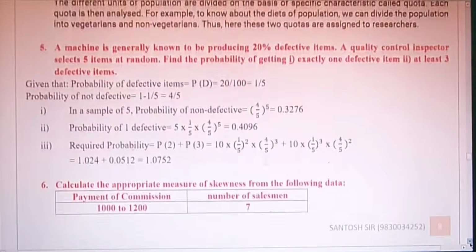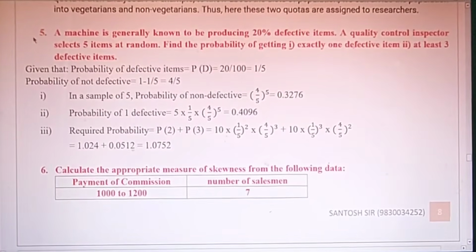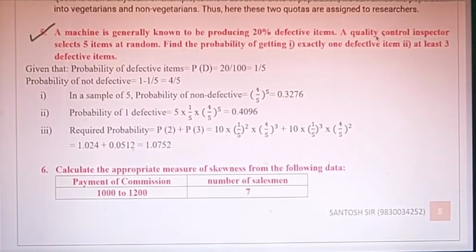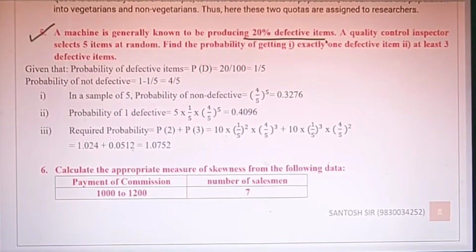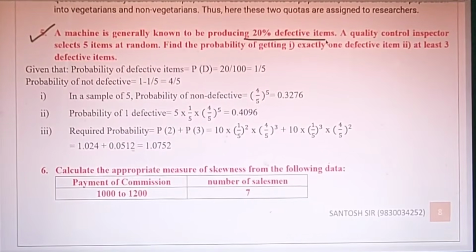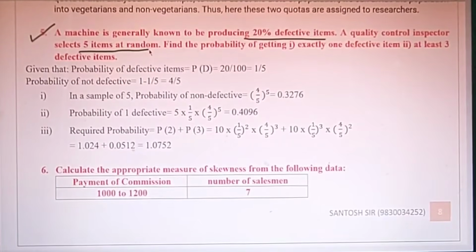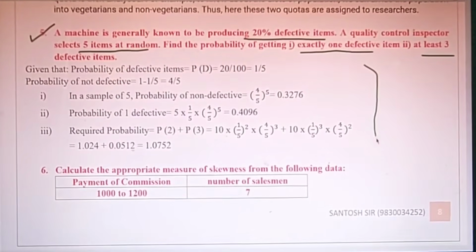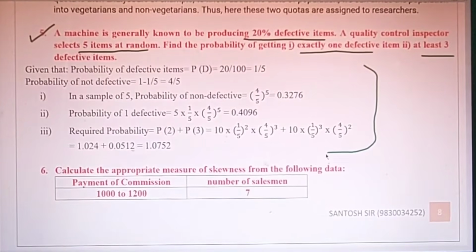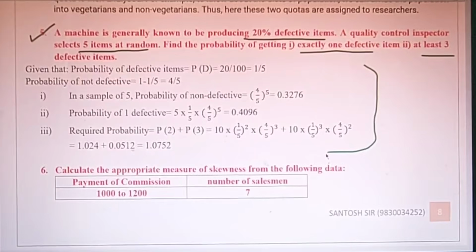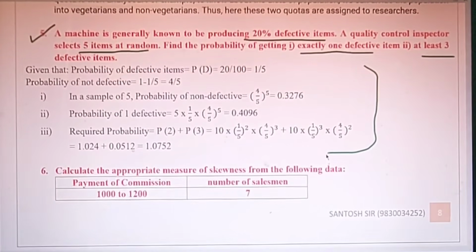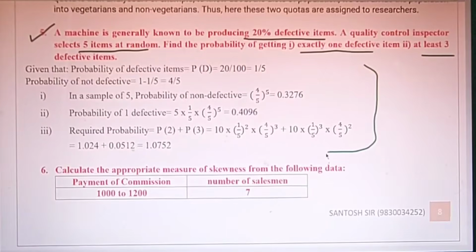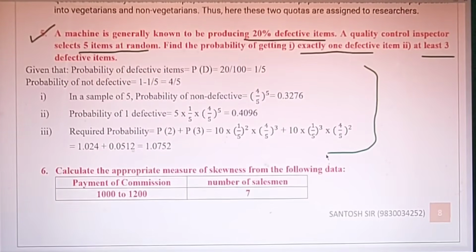And the next one is a question, it's a numerical in fact, on probability. The question is: 20% of the machine produces some items, and it produces 20% defective items. If we choose 5 items at random, what is the probability of getting 1 defective and at least 3 defective? Now these things you need to practice, because if your concept of probability is not clear, if you have not done probability properly in class 10, 11, 12 or college level, then I think you need practice or the help of a tutor, right?